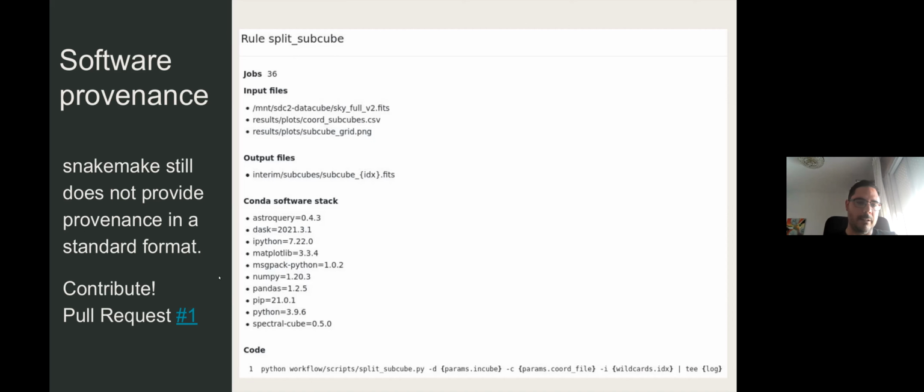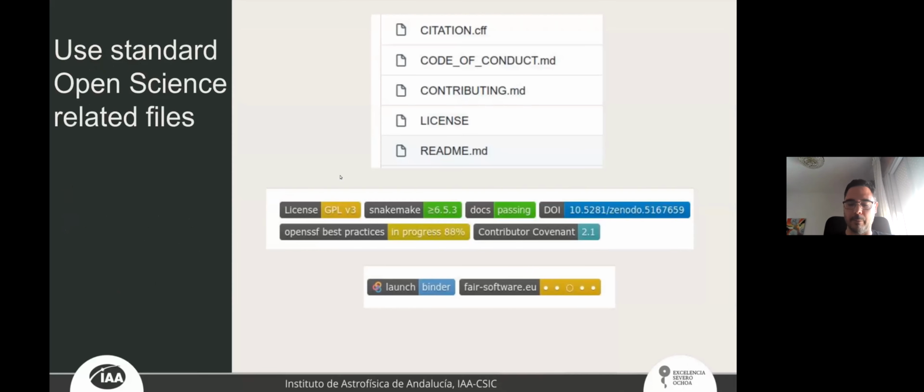The only problem is that Snakemake in particular does not provide provenance in a standard format. We were talking just a few minutes ago about provenance formats. If you want to contribute, for sure there are many people in this conference, in this workshop, who know a lot about this. There is already an open pull request, which is number 1, but it has been stuck for some time. So if you want to contribute and make this provenance more standardized, that would be greatly appreciated.